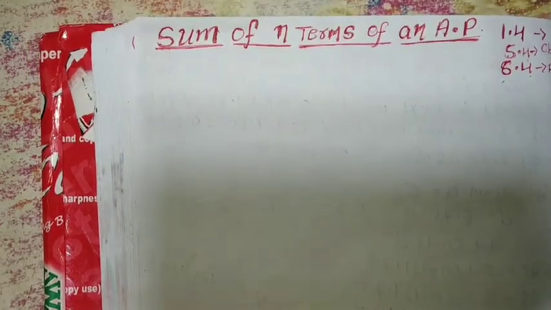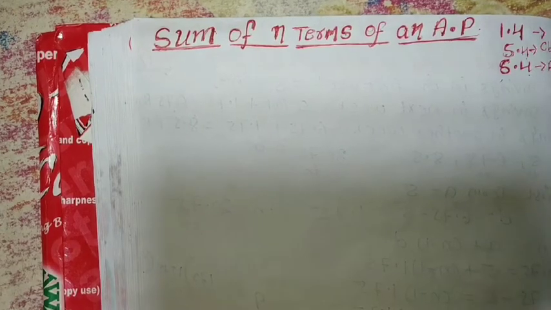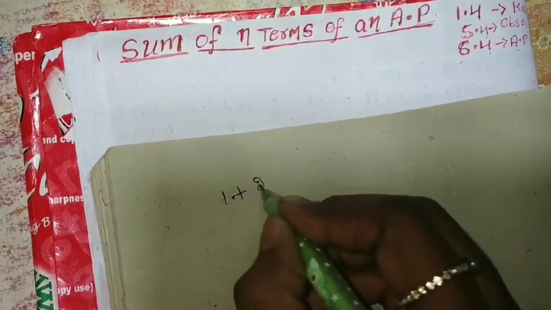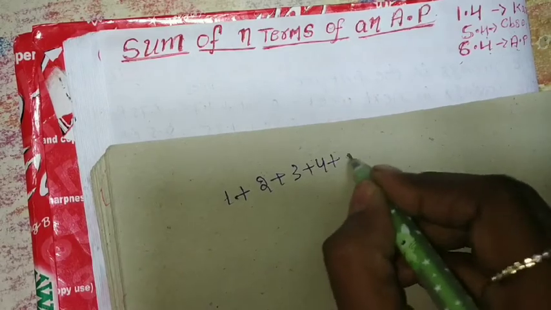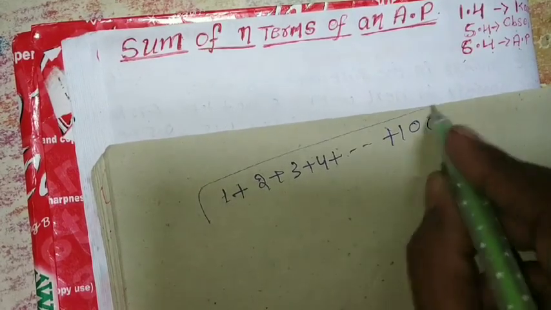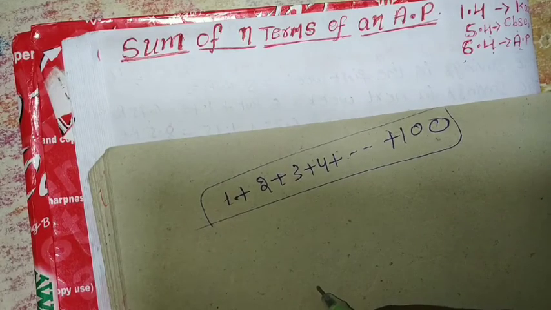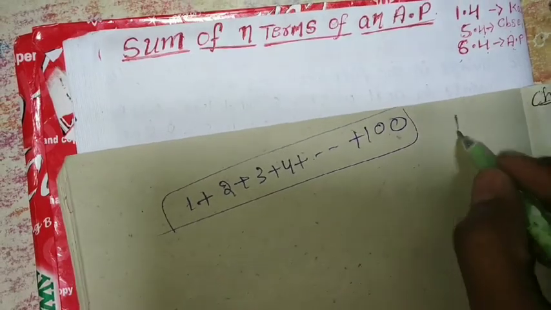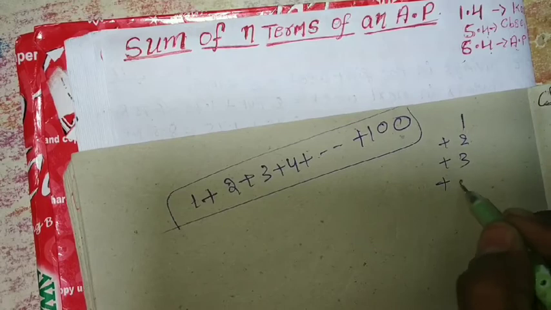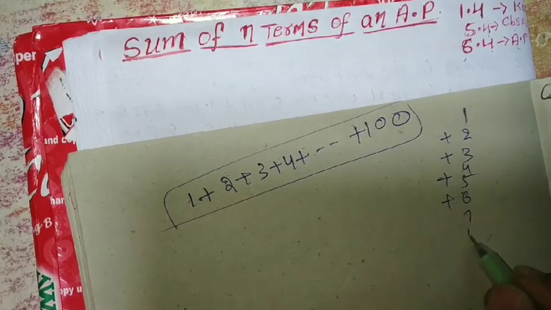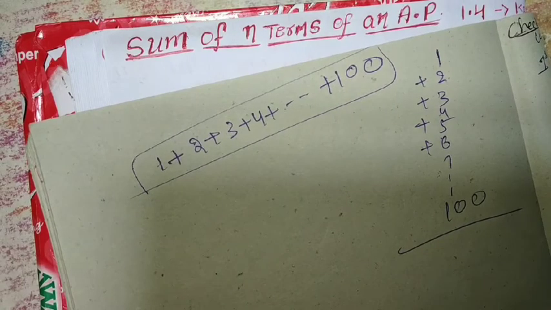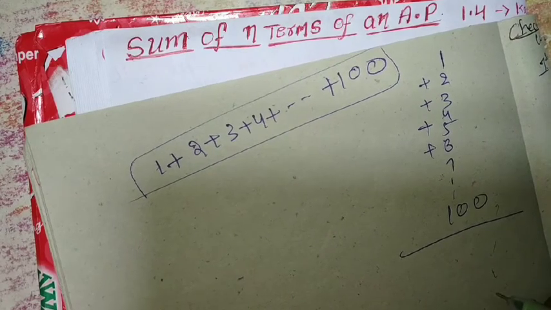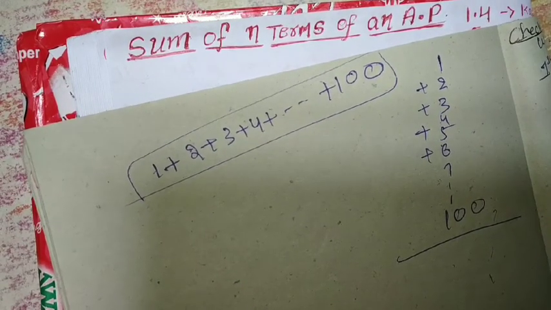Before that, one thing I need to ask you. What is the use of this sum of n terms of an arithmetic progression? If someone asks you what is the sum of 1 plus 2 plus 3 plus 4 and so on up to 100, the sum of 100 natural numbers, how can you say? It takes a long time. You have to add like this, 1 plus 2 plus 3 plus 4 plus 5 plus 6 plus 7, up to 100 terms. It's a very long process. But by using a formula, we can solve it very easily.